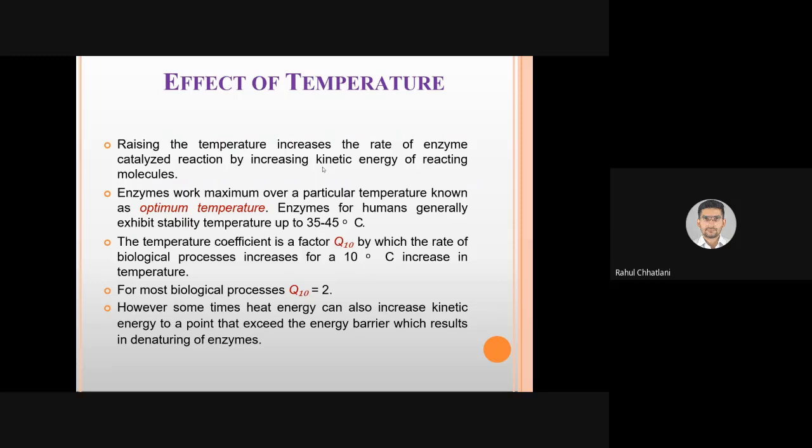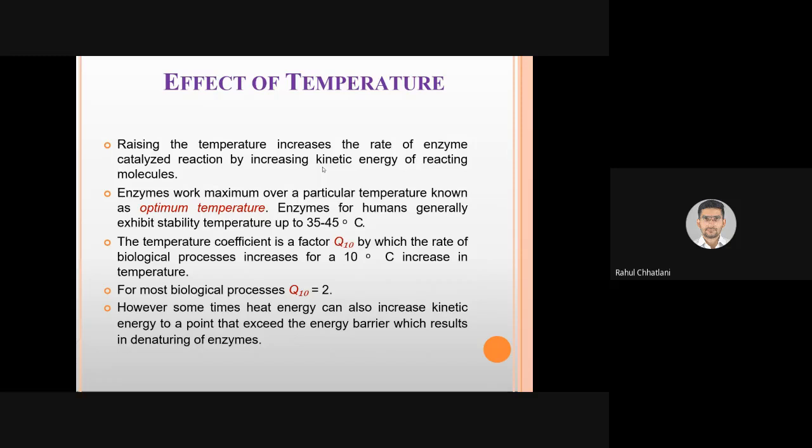Yeah. Enzymes work maximum at a particular temperature known as the optimum temperature. Yes, enzymes are very specific to temperature. The specific temperature at which an enzyme works is what we call the optimum temperature. Enzymes for humans generally exhibit stability at temperatures up to 35 to 45 degrees. Yes, so for our normal body we need only 35 to 45 degrees. If it is more than that, the enzyme cannot work and will be destroyed. If it is less than that, it also cannot work.